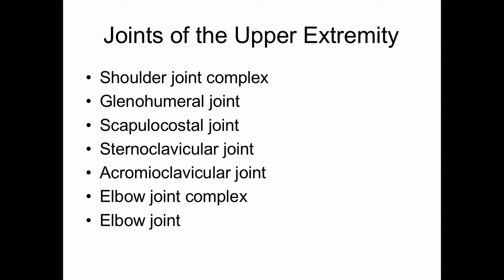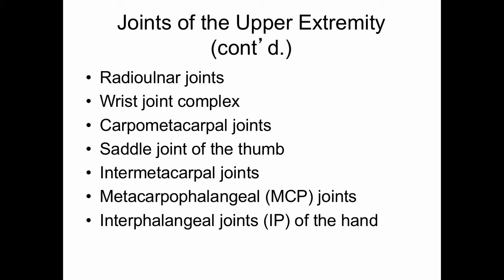This chapter concludes our study of the regional approach to the structure and function of the joints of the body. The joints that we will discuss are the Shoulder Joint Complex, the Glenohumeral Joint, Scapulocostal Joint, Sternoclavicular Joint, Acromioclavicular Joint, Elbow Joint Complex, Elbow Joint, the Radioulnar Joints. We will be skipping the wrist complex and the hand joints for time's sake.